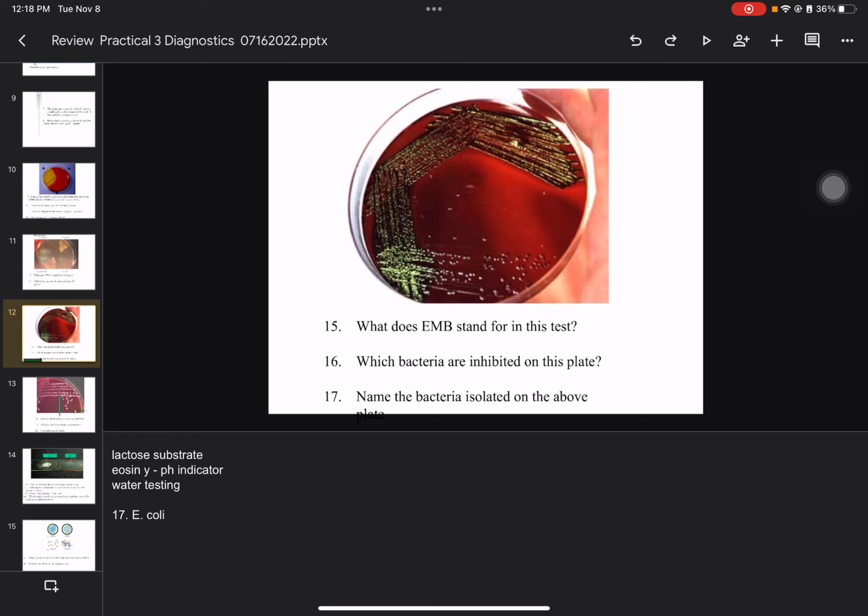This can be groups A, B, or C. This one can be group H, K, or D, non-enterococcus. This one can be only group D, enterococcus, which is Enterococcus faecalis or Enterococcus faecium, but only those two. This is not difficult. All you gotta do is know that.